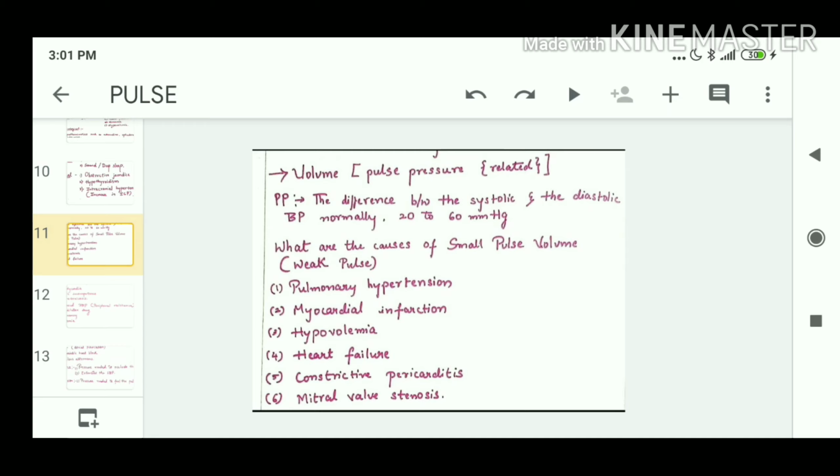And what are the causes of the small pulse volume? What are the reasons and causes for weak pulse? These are pulmonary hypertension, myocardial infarction, hypovolemia, heart failure, constrictive pericarditis and mitral valve stenosis. These are the causes for the small pulse volume, for a weak pulse.